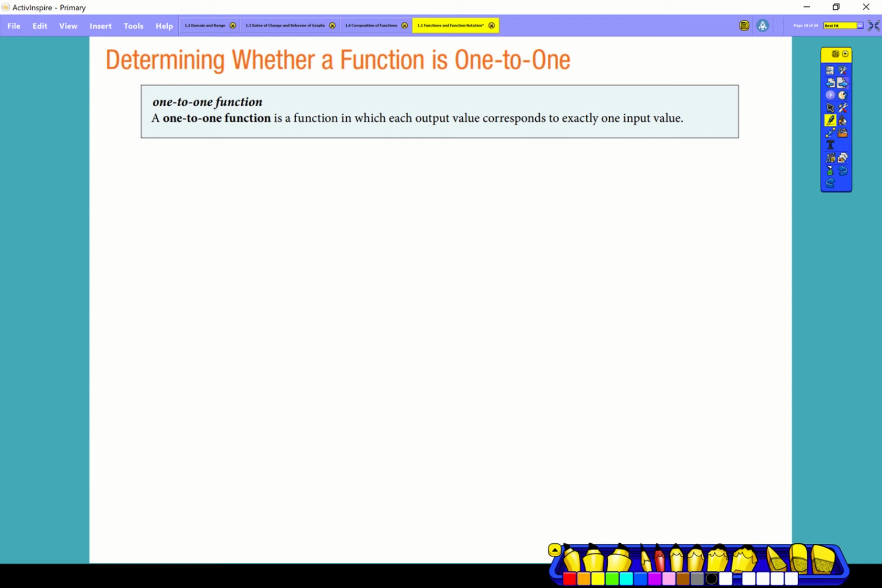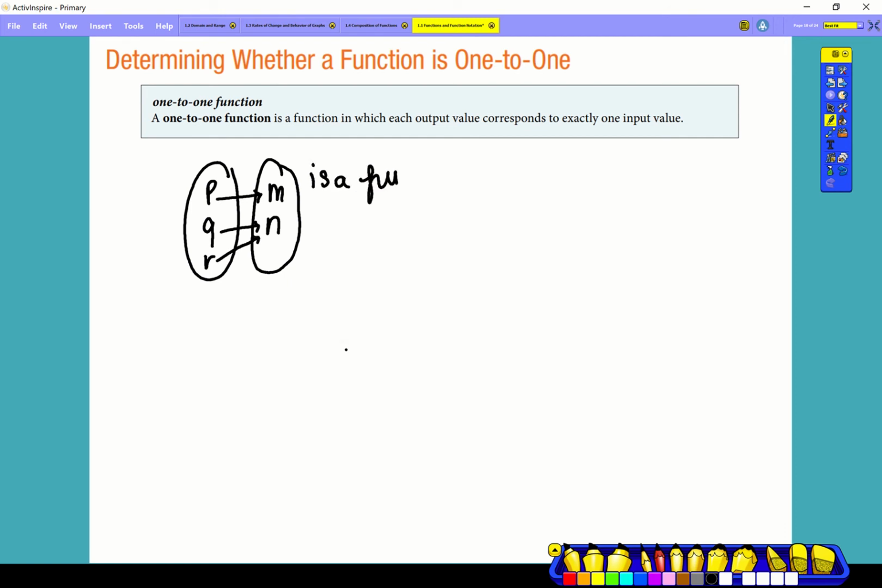Determining whether a function is one-to-one. So for each output, there is one input. So you guys remember p, q, m, n, r. Yeah. So you guys remember this, right? This is a function, correct? Well, it is not one-to-one.